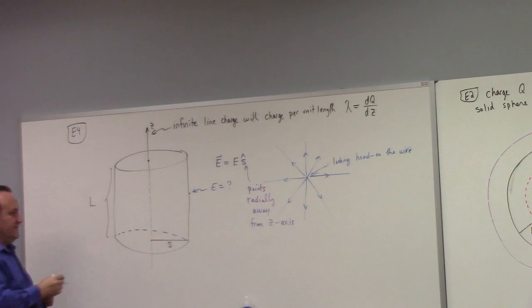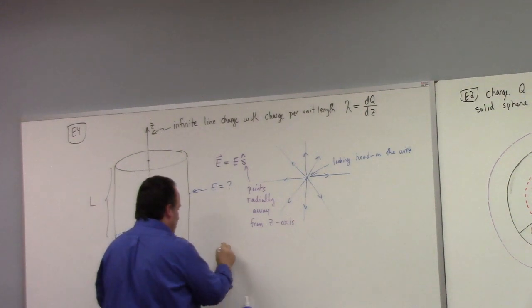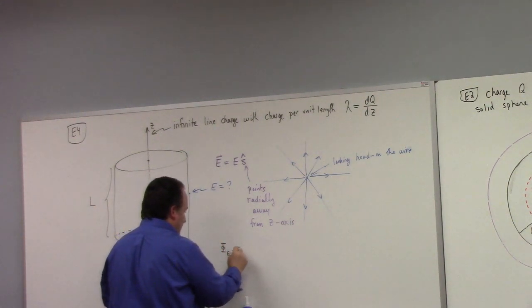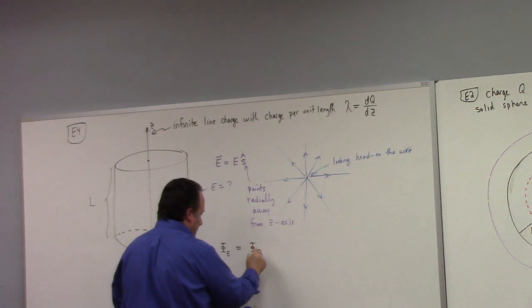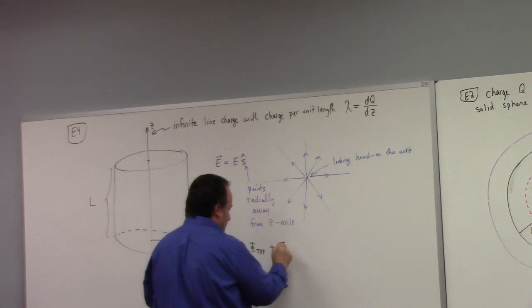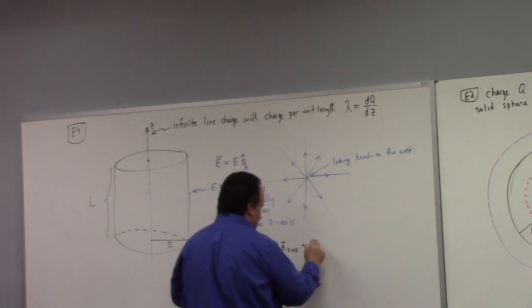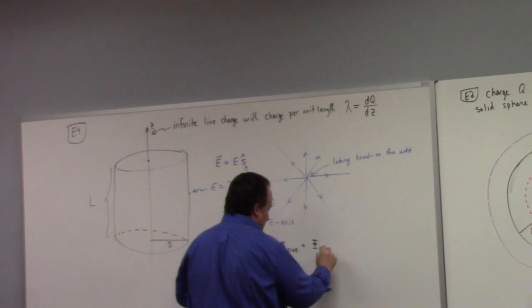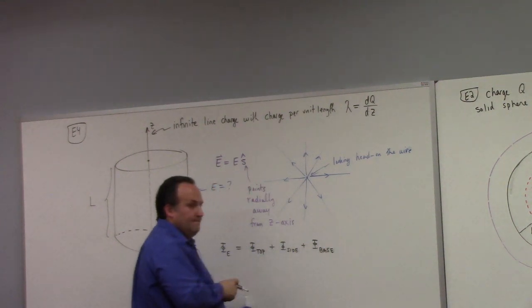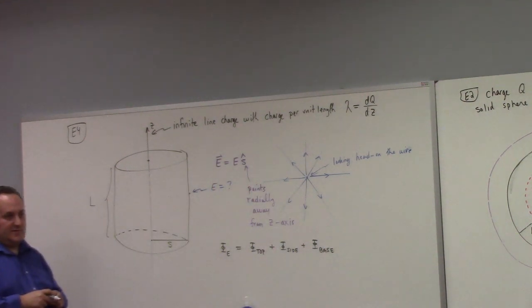So what's the electric flux through the cylinder? You've got the flux through the top, plus the flux through the curved side, plus the flux through the base. Right? This is a based cylinder.